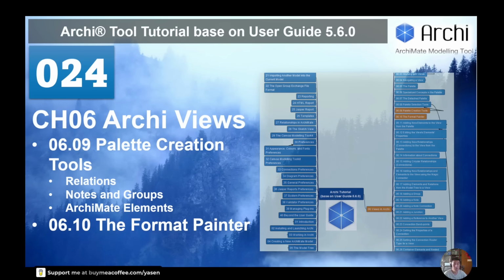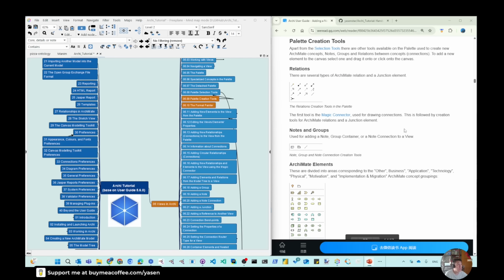Section 6. Within this video, we will discuss two things: one is the palette creation tool, and second is the format painter, the third button in the top row. So let's go see the content of that. How to make this creation a part of the selection.